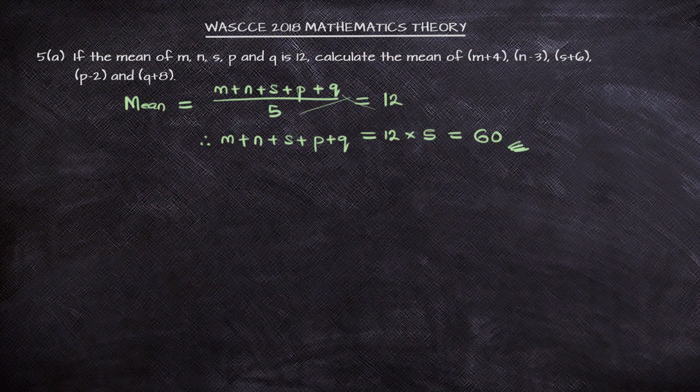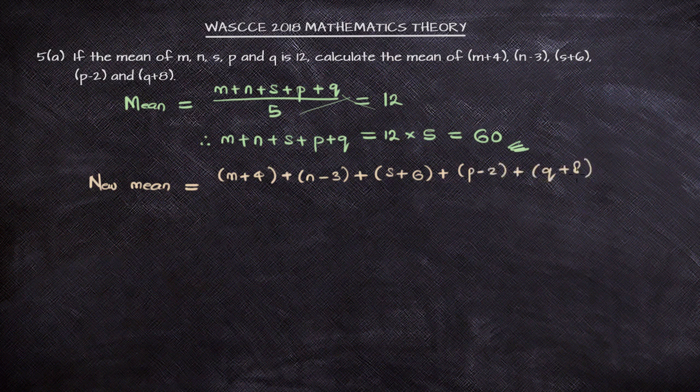So now the new mean that we are requested to find will be the sum of all these numbers, m plus 4 plus n minus 3 plus s plus 6 plus p minus 2 plus q plus 8. Everything divided by their frequency. Now, there are also 5. These are 5 numbers because they are put in brackets. So, this is 1, 2, 3, 4, 5. So, that's why we have 5.